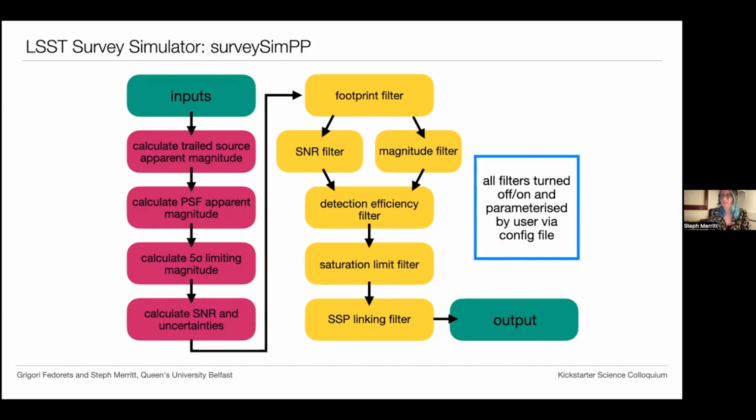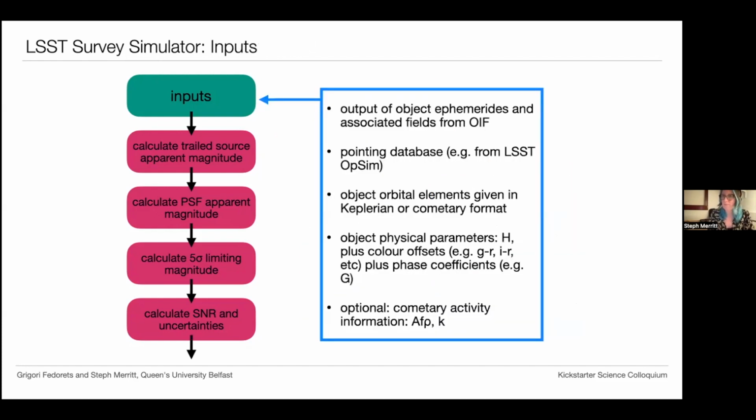So this is the basic structure, and it's divided into two sections. In pink on the left, we have calculations made of magnitudes and uncertainties. And then on the right in yellow, the various filters which mimic the effects of the LSST's observational biases. And as I said, all of these filters can be turned off and on or parameterized by the user via a config file without you having to go into the code. Or if you're more confident with the code, you can always go in and have a look yourself, create your own filters, make adjustments.